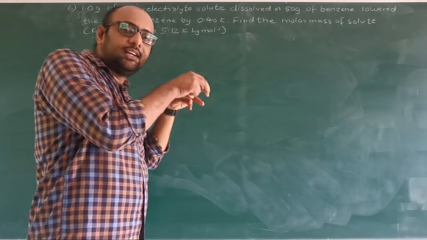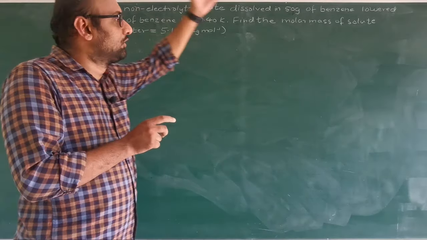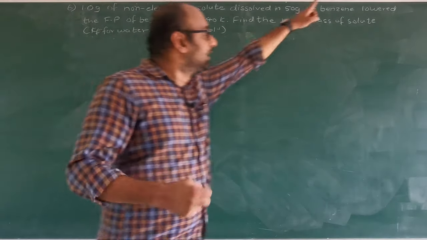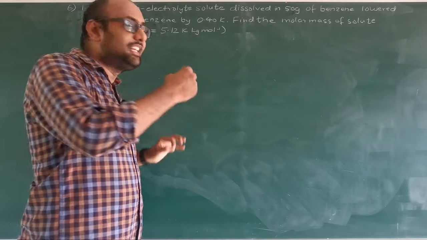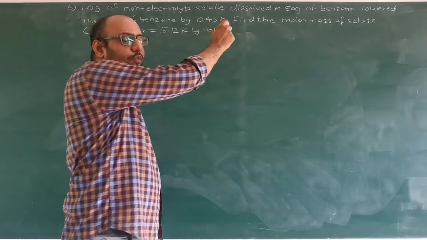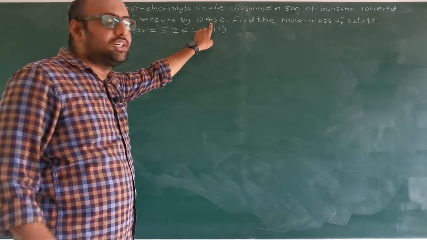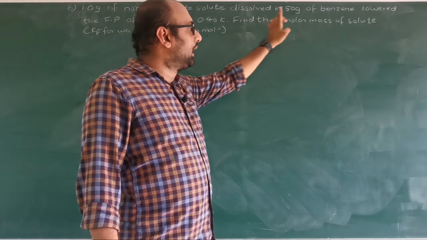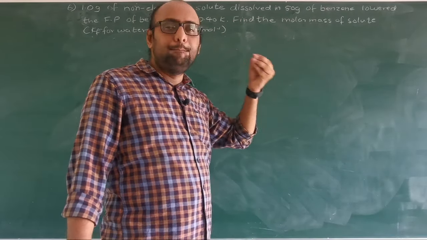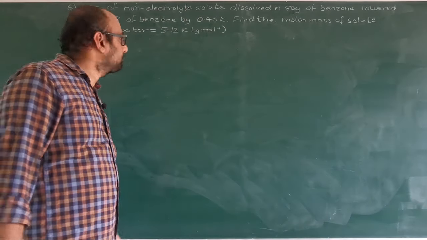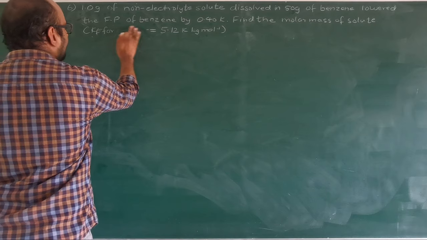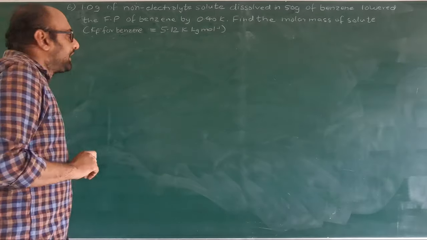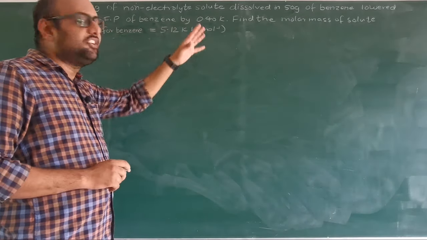Now, when solute is added to the solvent, what happens? The freezing point of the benzene decreases. It gets lowered. By how much does it decrease? It decreases by 0.40 Kelvin. That means this is the delta Tf, depression in freezing point. Find the molar mass of the solute. You have to calculate Mb here. Kf value is given. Now, actually this is not for water, it is for benzene, because benzene is the solvent here. Kf for benzene is 5.12 Kelvin kg per mole.